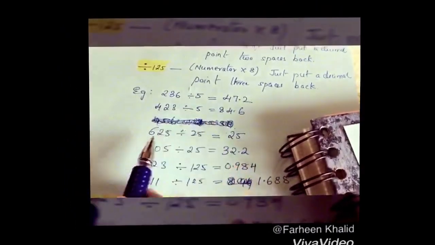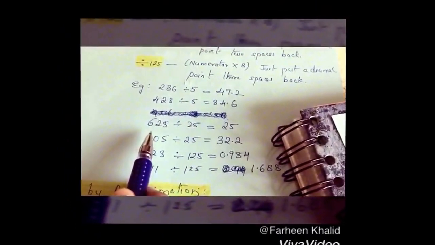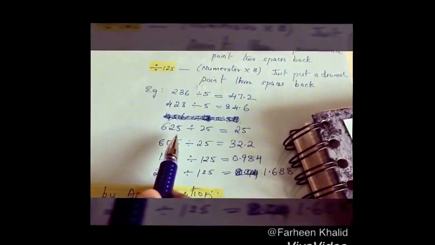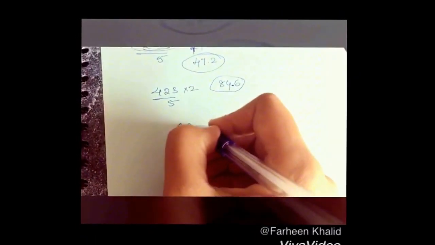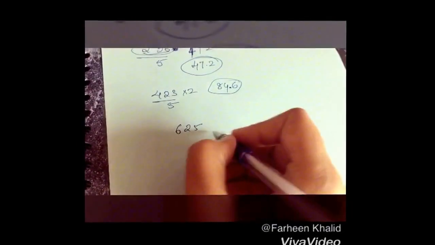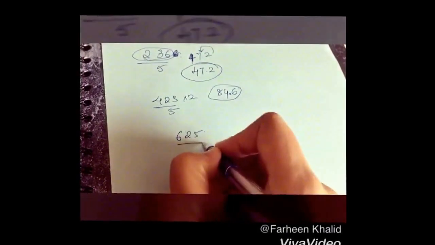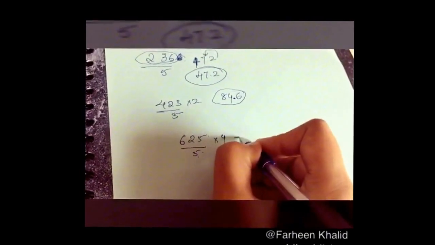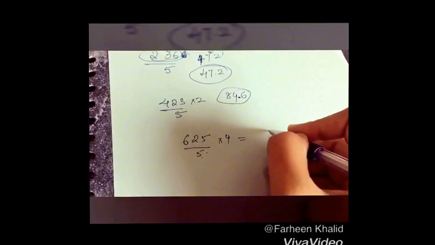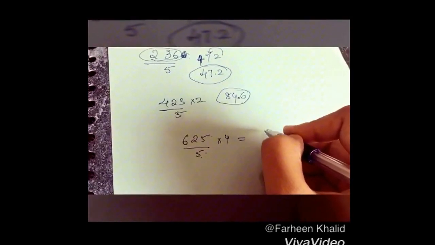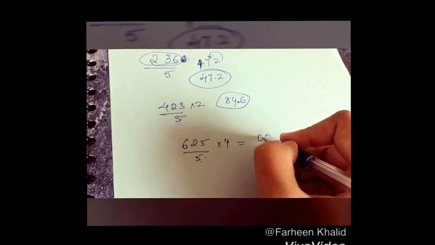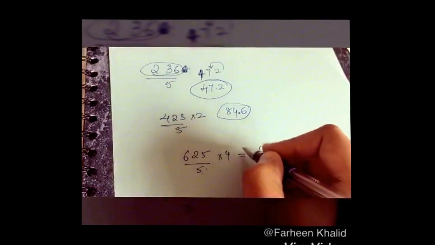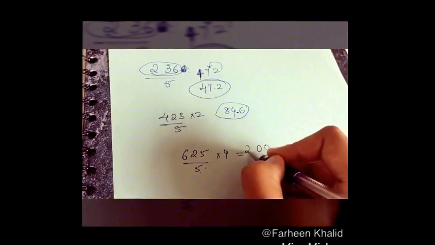There you go. Now the same thing with the 25, but this time we multiply it by 4. So 625 divided by 5 is our question. We don't divide it, we multiply it by 4, which makes it 4 times 5 is 20, 4 times 2 is 8, so it makes it 10. Okay, and then for 24, so it's 25.